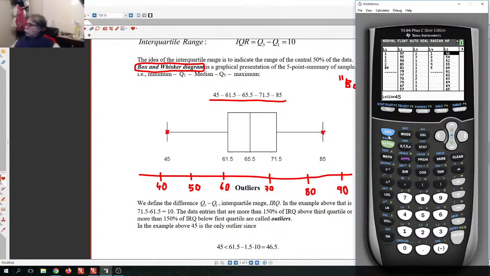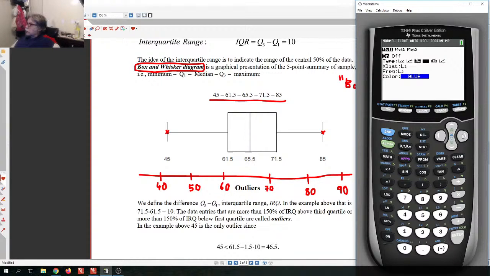Oh, I did something else. Second statistical plot. All right, I'm gonna quit this. Second statistical plot. Let's put the plot on. And it's on already because I was doing some histogram before, and I want to use the type that is a box plot. Now this is a box plot with outliers, this one here.